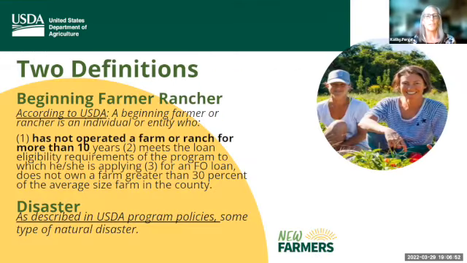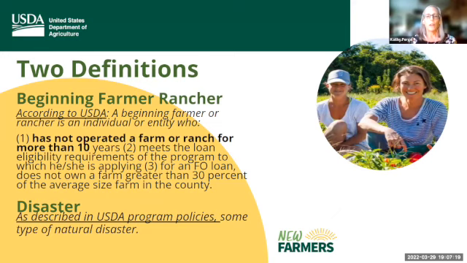So a couple definitions that are really important. We have specific definitions for pretty much everything. A beginning farmer rancher has not operated a farm or ranch for more than 10 years. I am going to point out that it doesn't matter what your age is. So you can be someone who is retired, who has never farmed or ranched before, and still be a beginning farmer.